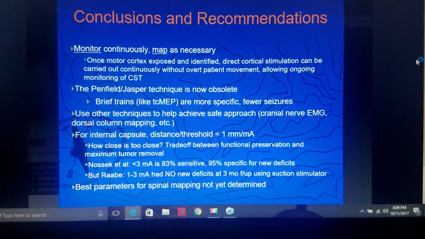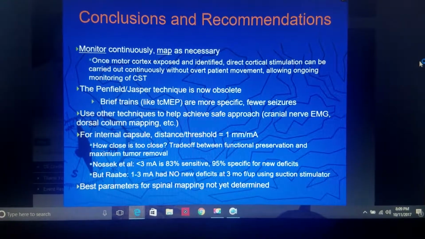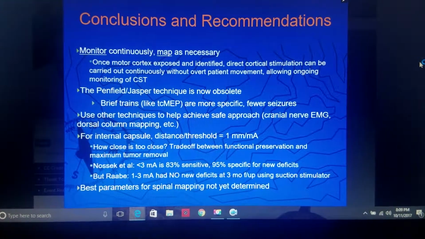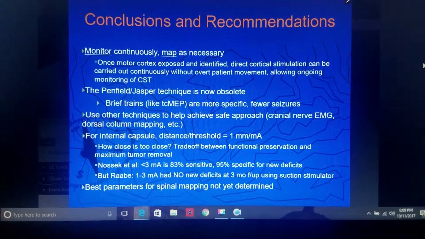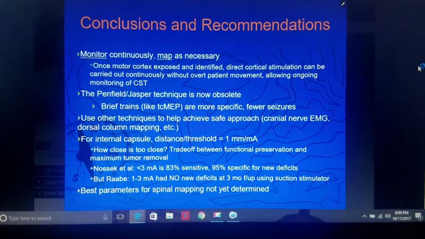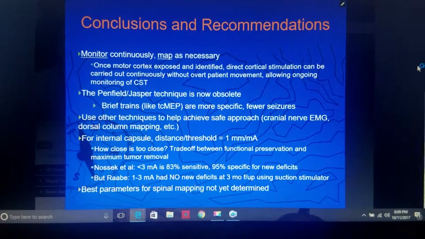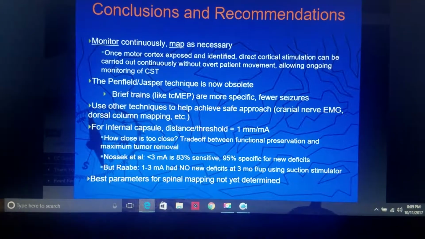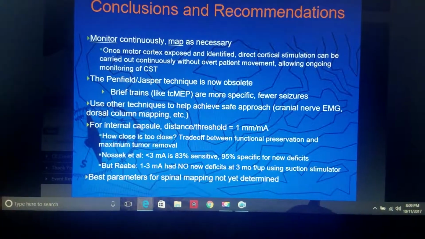Again, the Penfield-Jasper technique of long trains is now obsolete. Brief trains, analogous to TCMEP, are much more specific and produce fewer seizures, so the long train technique is still used only for awake craniotomies with language mapping.